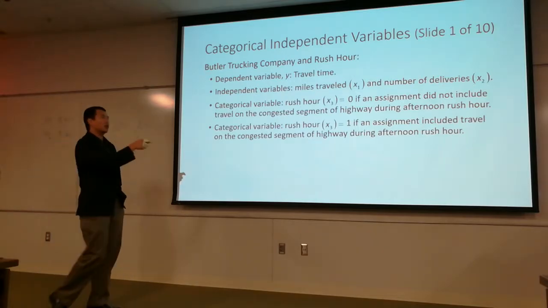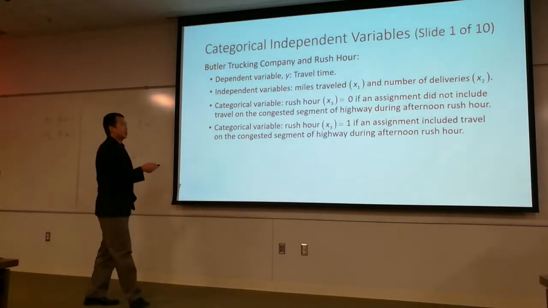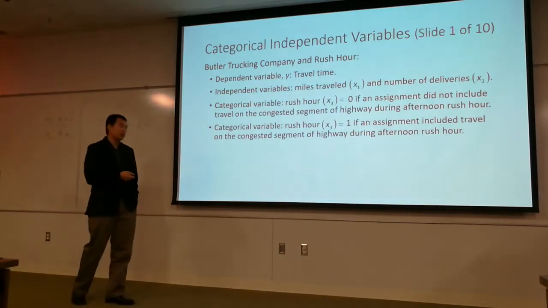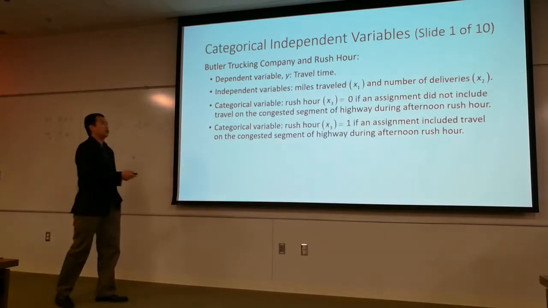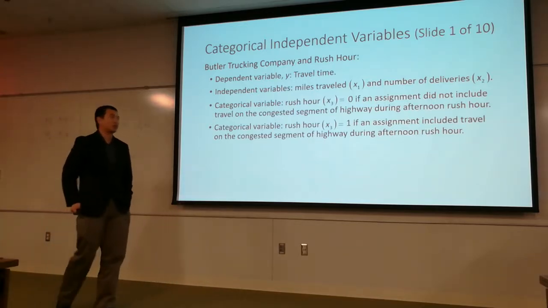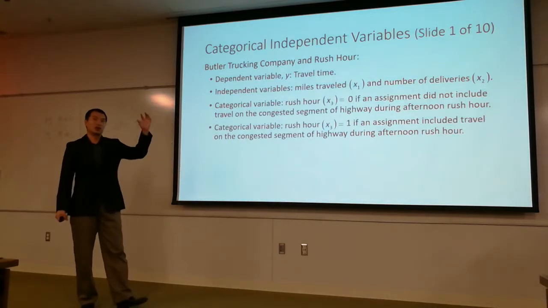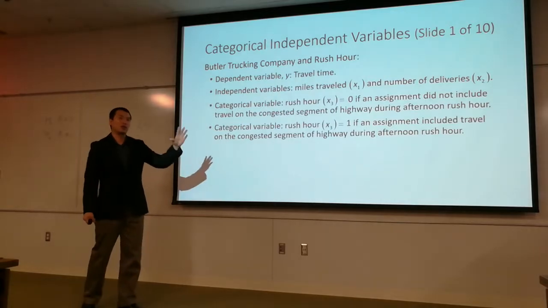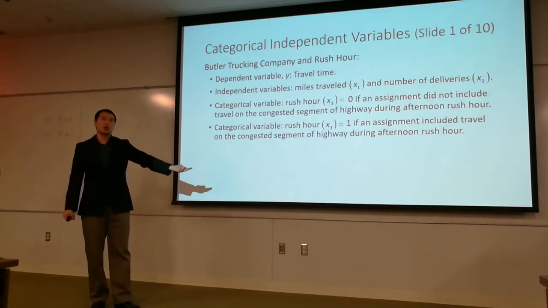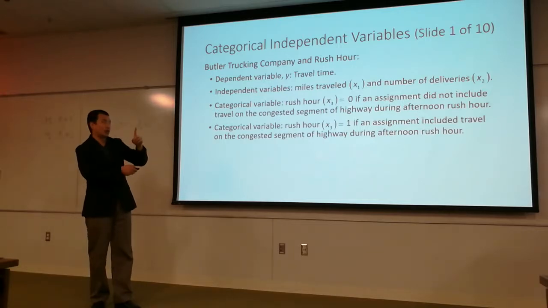If x3 is 0, that means an assignment did not include travel on the congested segment of the highway during the afternoon rush hour. But if the variable is equal to 1, that means the truck or the assignment included travel on the congested segment. So one more variable we have to introduce, and the variable value can be 0 or 1. So that's how we model the categorical variable with two levels. Right now we only have two levels: travel on rush hour or not. So we only need one dummy variable.